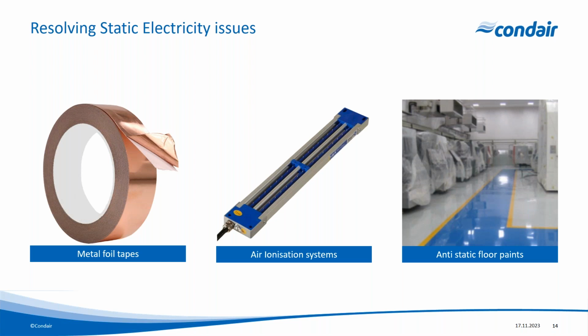So you could have a metal foil tank that you're taking from an area where static is built up and taking it to Earth. Or you could have an air ionization system that is going to blow deionized air into the space to allow static to distribute. But again, it's only going to do it in a very localized way. And you can even have anti-static floor paints that will distribute static. But again, it's only going to do it in a very local environment. If you've got a large storage space or a large production facility, it's not going to combat static in every area of that space or every part of that machine.